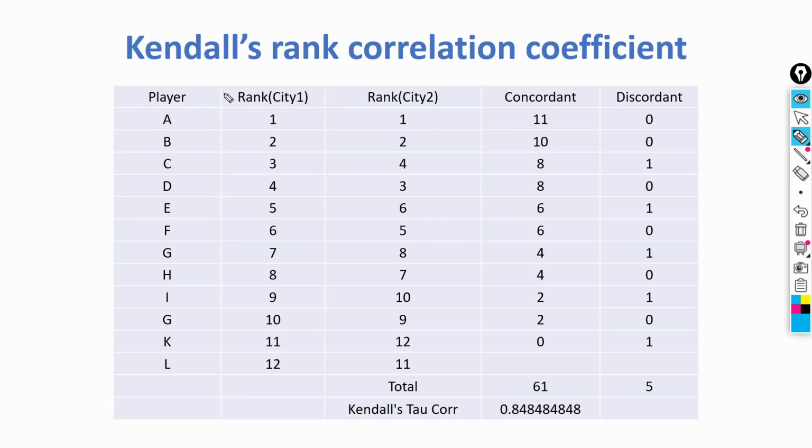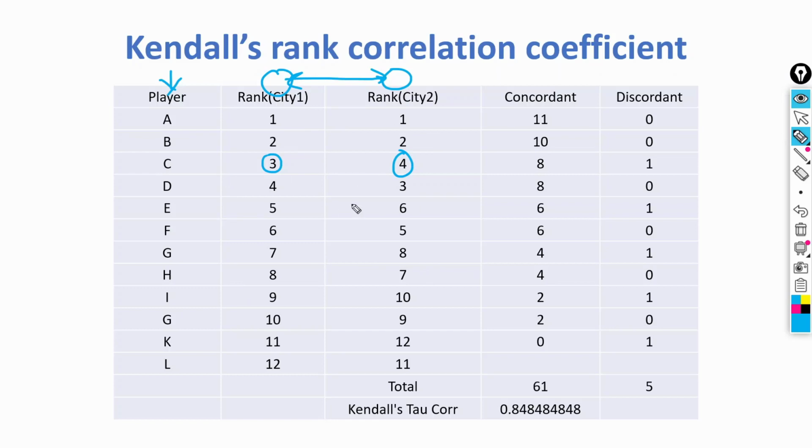So here I am going to check the Kendall's rank correlation of these two features, whether these two features are correlated or not. What are these features? The first feature is players. We have 12 players and we ask city 1 to provide the ranking of the players, and we ask the same of city 2. So they provided the ranking as per their choice. If you see, city 1 provided player C rank 3, but city 2 provided rank 4. It means ranks are not the same for each player.